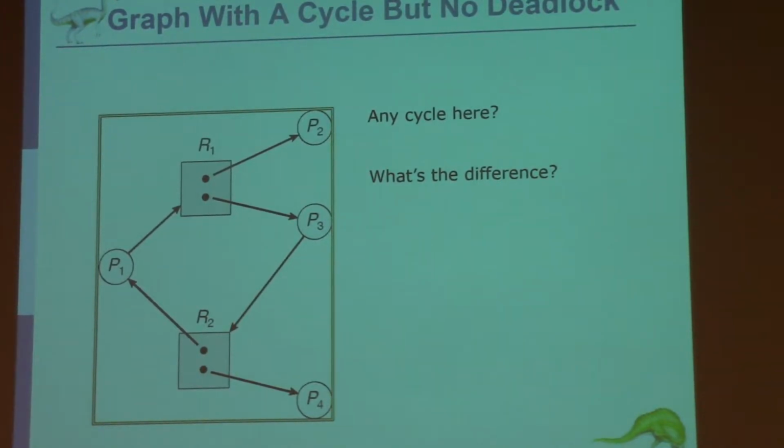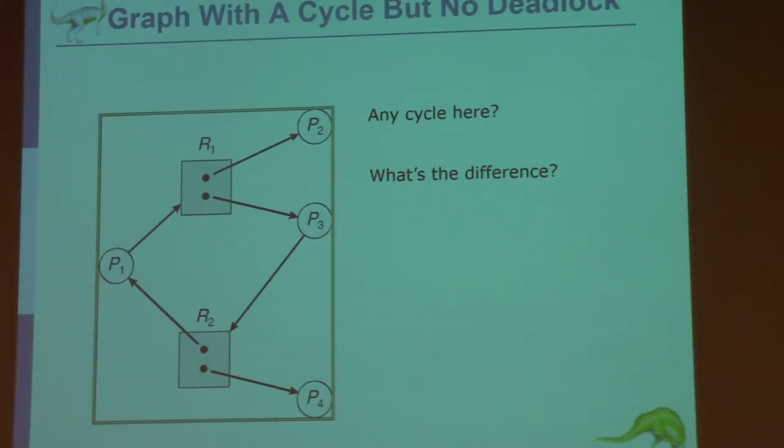However, is this a deadlock? No, because P2 will eventually be terminated, completed, and then it will release. Once it's released, P1 can use it, and P1 will be terminated. Once P1 is terminated, P3 can also complete, and then P4 eventually. So a circular wait is not always a deadlock, but maybe a deadlock.